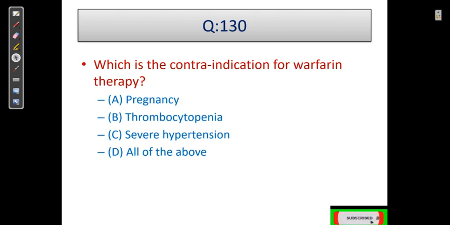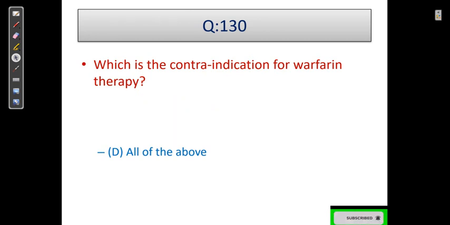Which is the contraindication for warfarin therapy? Pregnancy, thrombocytopenia, severe hypertension, all of the above. So in that case, we can say all of the above is the correct answer.